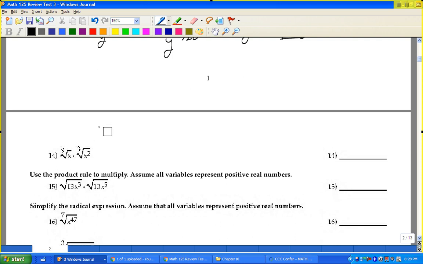I have here x times the ninth root of x. So this is x to the 1/9. The cube root of x squared, so that's x to the 2 to the power 1/3. So this is x to the 1/9 times x to the 2/3.